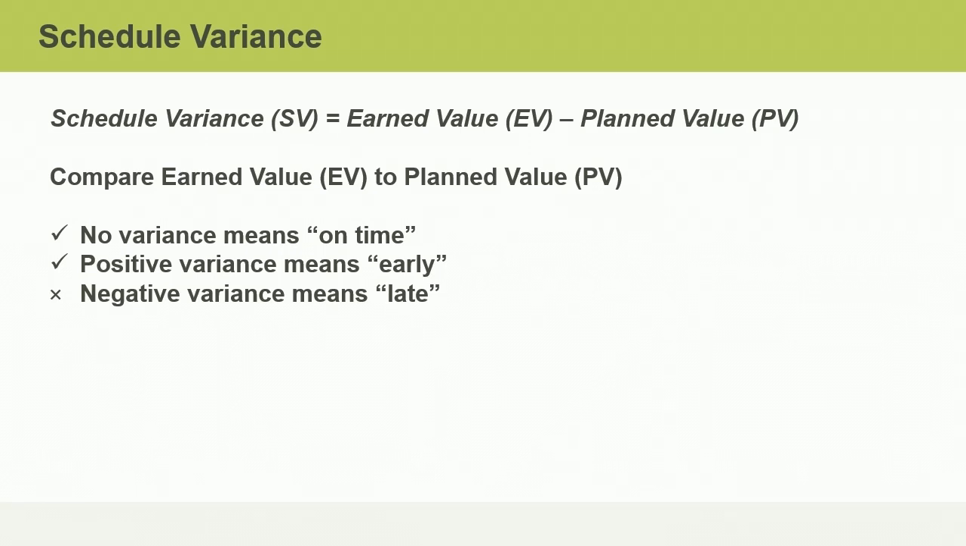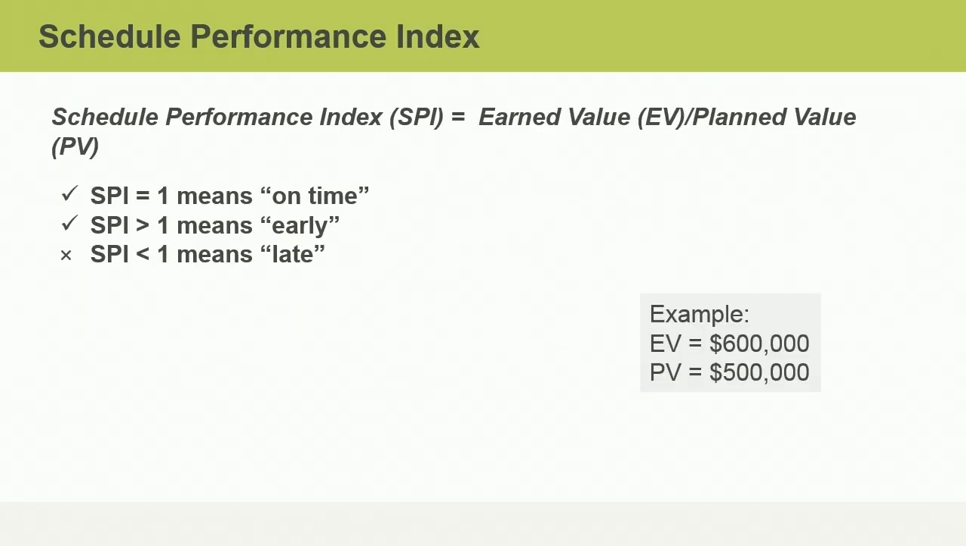When discussing schedule variance, a positive variance means your project is ahead of schedule. A negative variance means your project is behind schedule, and no variance means you are right on schedule. Schedule performance can also be expressed as an index or a ratio. You still use the data points of earned value, or EV, and planned value, or PV, but instead of subtracting, you divide the EV by the PV. This gives you the Schedule Performance Index, or SPI.